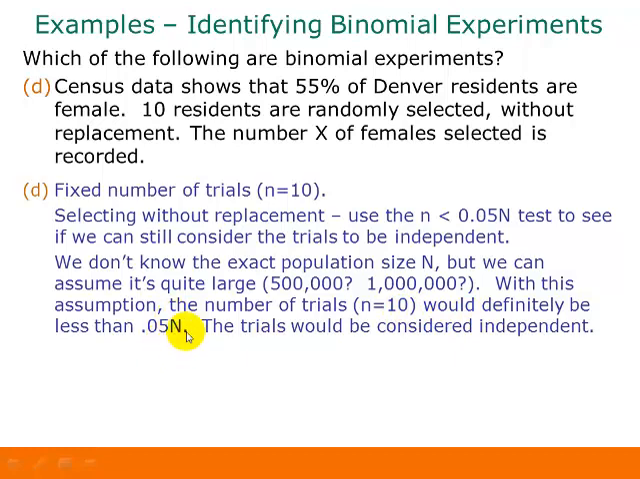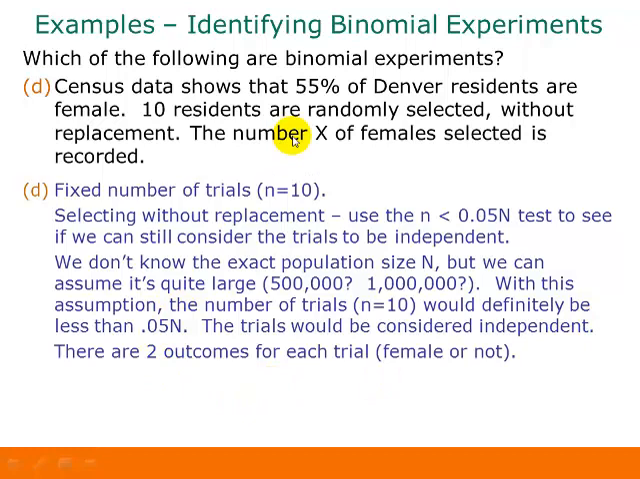So we don't have an actual number that we can put in for the population size, but we can make an assumption, and with this small sample size, we would know that the sample size would be less than 0.05 times that population size. So here we could consider the trials to be independent, so that requirement is met.